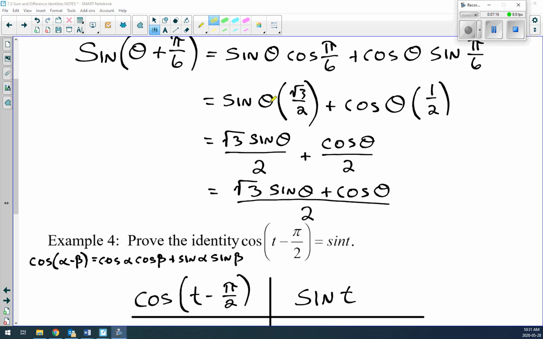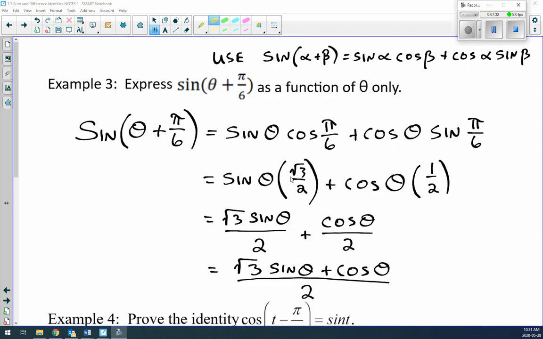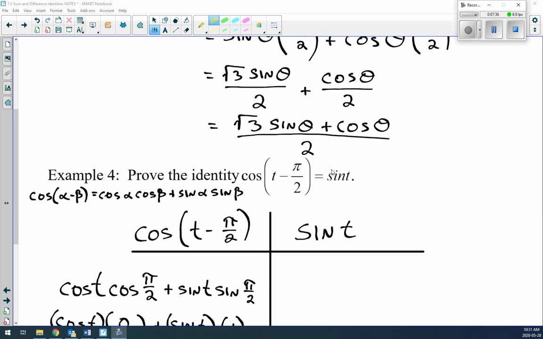Okay, then we just multiply. So sine theta times root of 3, so root of 3 sine theta. I just rearranged the order. Cosine theta times 1, so just cosine. Both have a common denominator of 2. You can just add them together. So we end up with root of 3 sine theta plus cosine theta, all over 2. That's all we did there. That's all it said to do, right? It's expressed as a function of theta only. Not that difficult. All right.